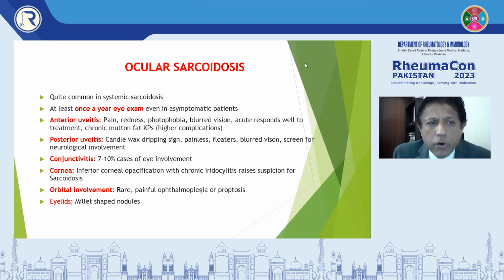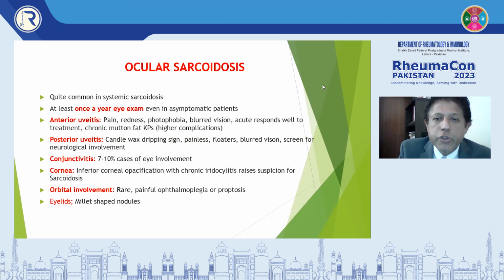Quickly, ocular sarcoidosis. It's quite common in systemic sarcoidosis. Every patient should get an eye exam at least once a year. Anterior uveitis, posterior uveitis, conjunctivitis, corneal involvement, orbital involvement, and eyelid involvement can take place. Anterior uveitis mostly presents with pain, redness, photophobia, and blurred vision, and it responds well to treatment. If it becomes chronic, then it shows chronic mutton fat KPs. It carries higher complications then.